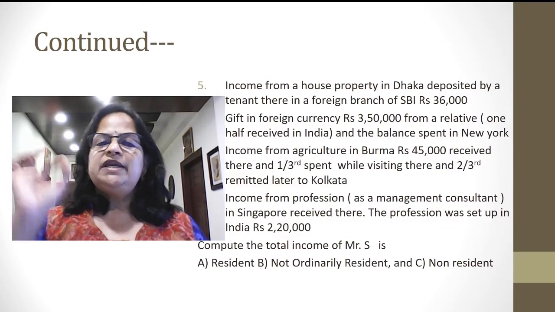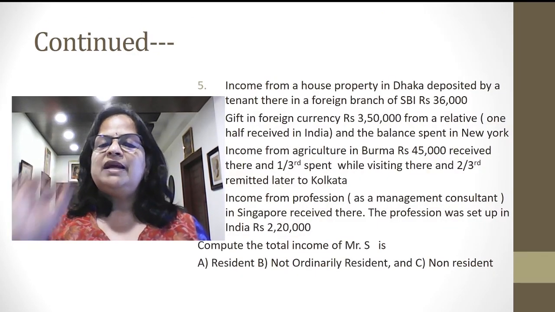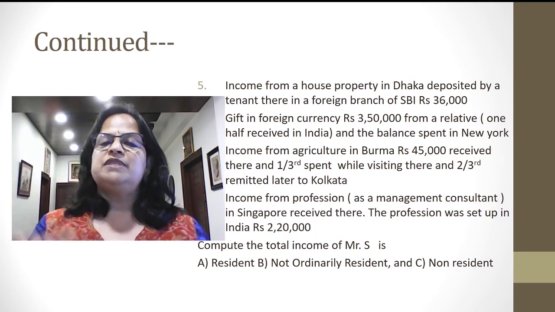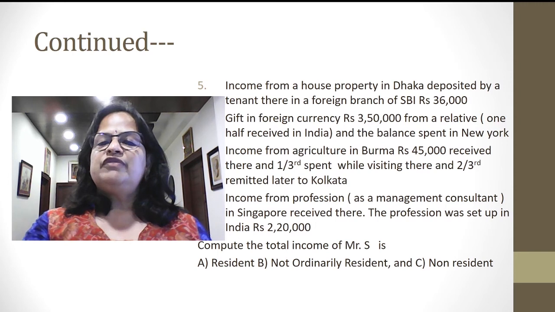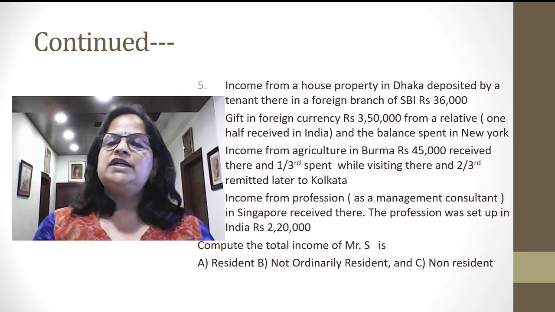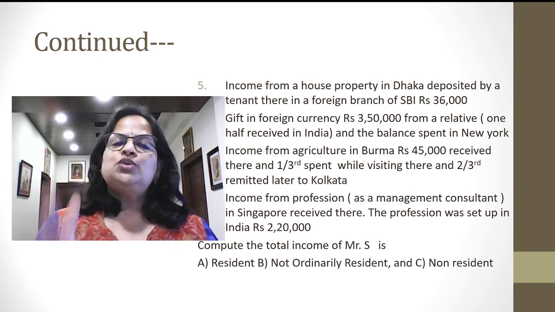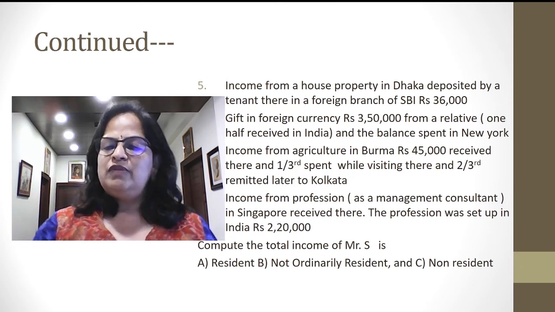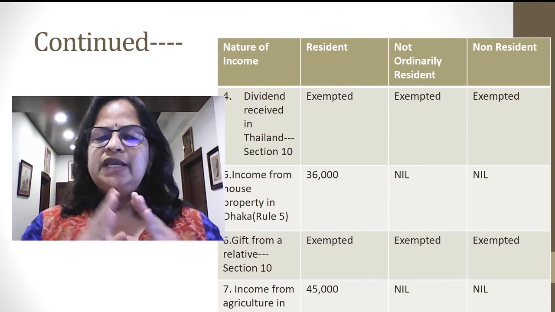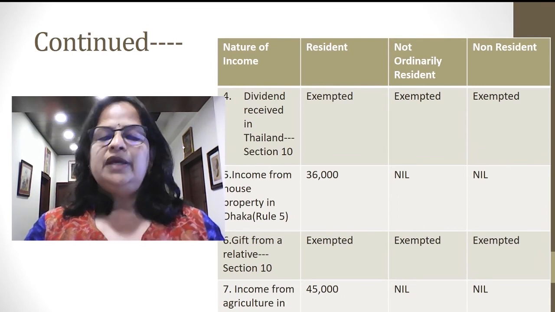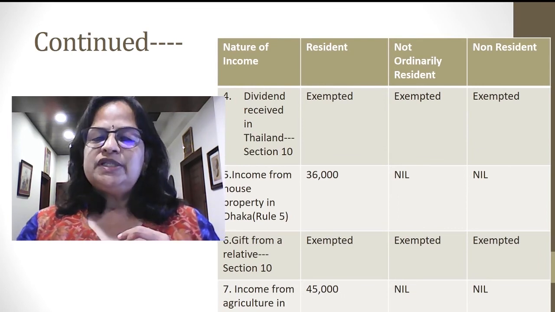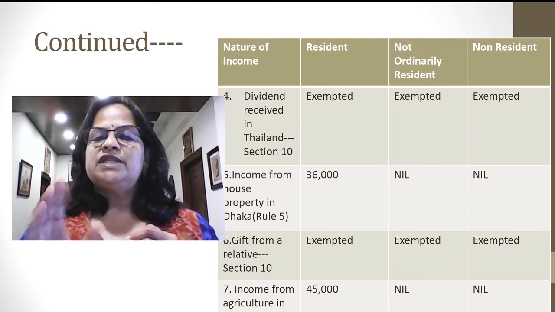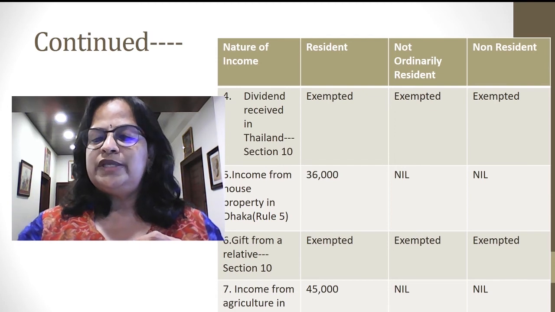Next point is income from agriculture in Burma. Agricultural income in India is exempted, but this is from a foreign country, so it gets a different treatment. It will be taxable. 45,000 received there, one third is spent while visiting there and two thirds is remitted to Kolkata. We are not bothered about how he spent that amount; we will take that 45,000. It's income from agriculture, meaning it is not business income or professional income. It will be taxable only for the resident, and not taxable in the other two cases.